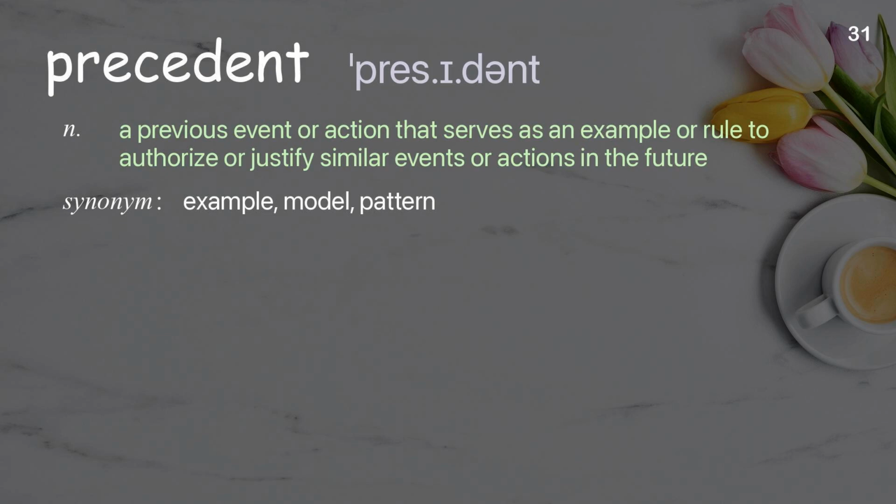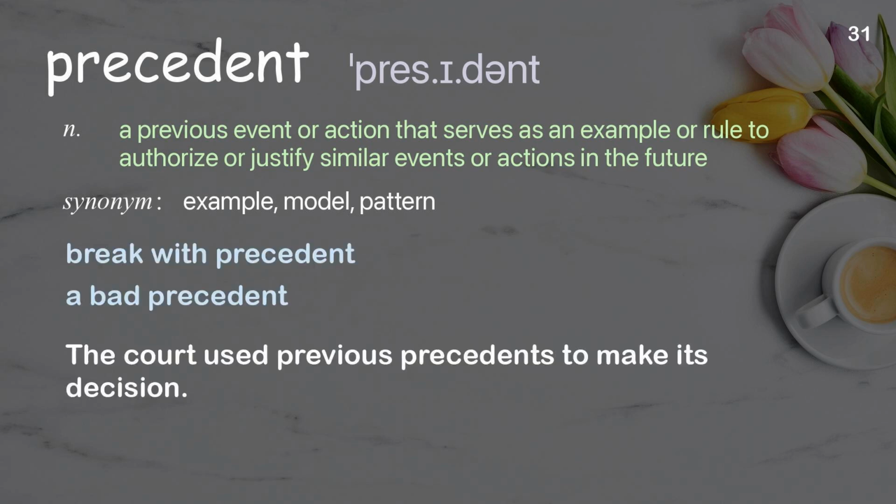Precedent. A previous event or action that serves as an example or rule to authorize or justify similar events or actions in the future. Examples. Break with precedent. A bad precedent. The court used previous precedents to make its decision.